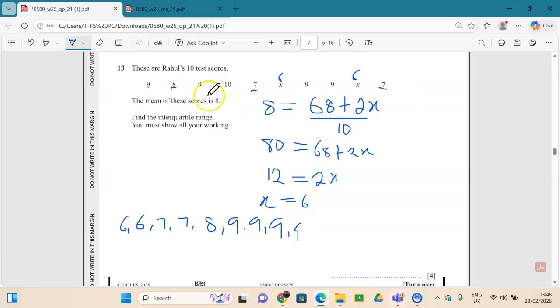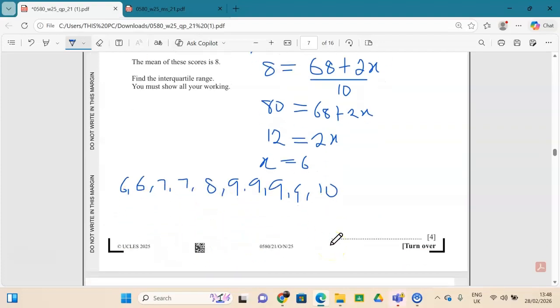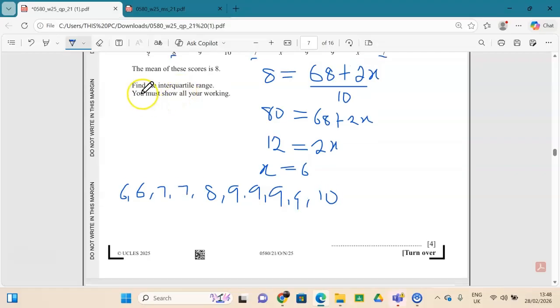So what else do we have? After 9, we have 10, just one 10. Do we have 11? So let's check that we've been able to pick all our scores. There should be 10 in number. 1, 2, 3, 4, 5, 6, 7, 8, 9, 10. So it's complete now. But we are looking for the interquartile range. You must show all your working. If I want to find the interquartile range, I'm going to divide this into how many groups? So how do we share these 10 scores into 4 groups? First of all, let's get the center. 1, 2, 3, 4.